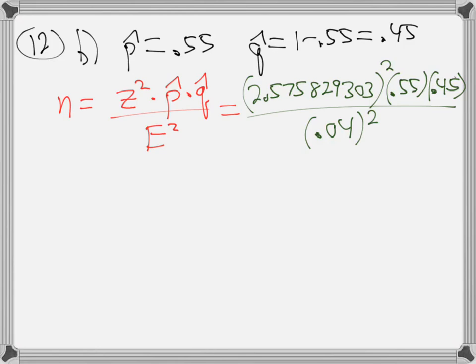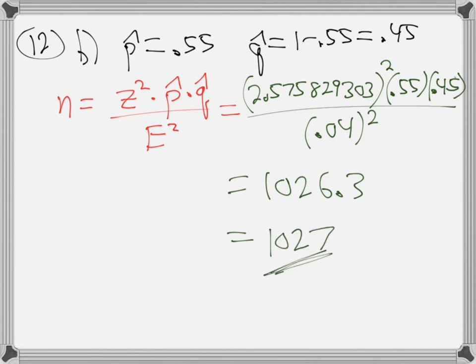I'll do it with you. 2.575829303 squared. It's not going to come out much different, I don't think. Just a little different. I'm getting, yeah, not much. 1026.3. So what do we do with that number? What do we do with every n number? Up. Even the 0.3 goes up. 1027. Did y'all get that? Is that coming out on your calculator okay? Yep. Questions on that one?